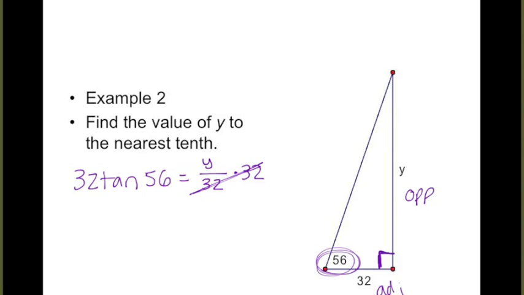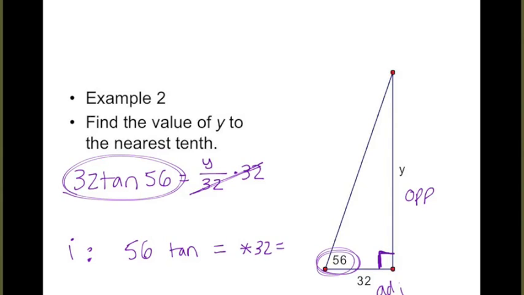Now, we can evaluate this on our calculator. When you are solving for a side, you will not use the second. Okay? When solving for an angle, we need the second, that little tangent -1. When solving for a side, you will not use the second. So if you are using a scientific type calculator, you can type it in exactly as it is. 32, tangent, 56, enter. If you are using an iProduct, you're going to type in 56, tangent, enter, times 32, enter. You have to type it in backwards if you're using an iProduct.